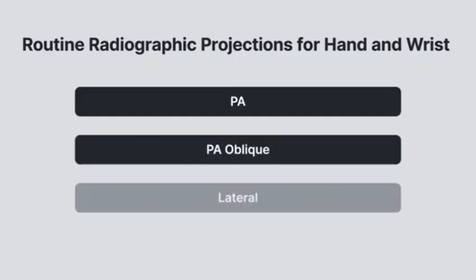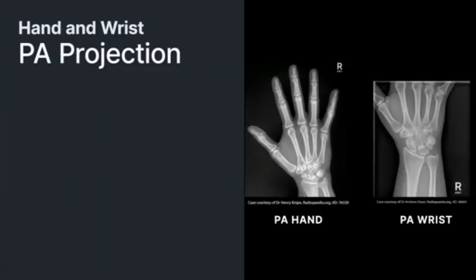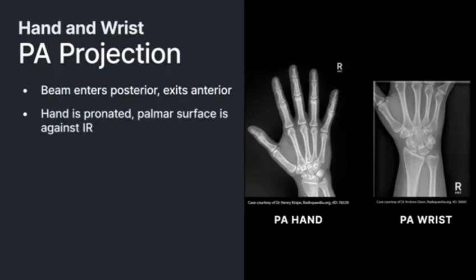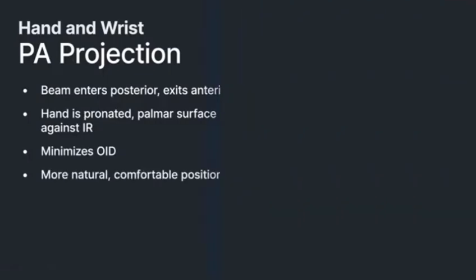The routine radiographic projections for the hand and wrist include PA, PA oblique, and lateral. As discussed in the radiographic projections lesson, PA or postero-anterior means the beam enters the posterior portion and exits the anterior portion. For the hand and wrist, this means the hand is pronated, so the palmar surface is against the IR. The hand and wrist are imaged using the PA projection primarily to minimize OID, but also because this is a more natural and comfortable position for most patients.